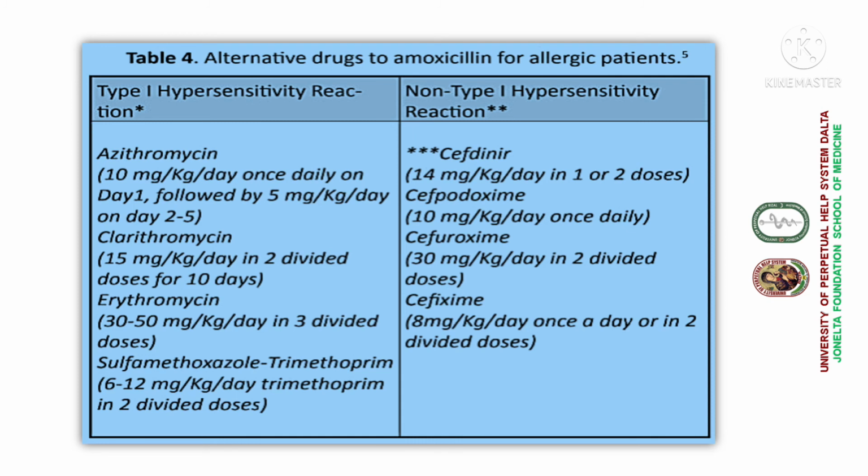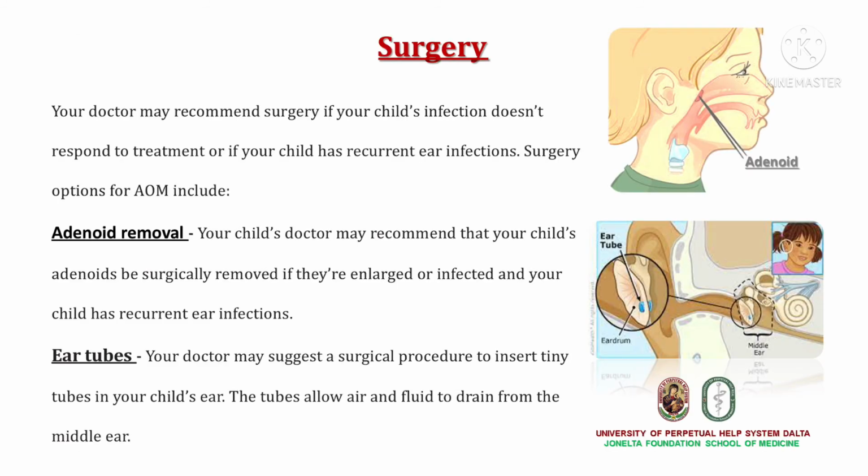And the antibiotics which we generally use in patients who are allergic to amoxicillin: the patient might have type 1 hypersensitivity. So in that case, we will give azithromycin, clarithromycin, erythromycin, right? And when the patient has non-type 1 hypersensitivity, in those cases, we will give cefdinir, cefuroxime and cefixime.